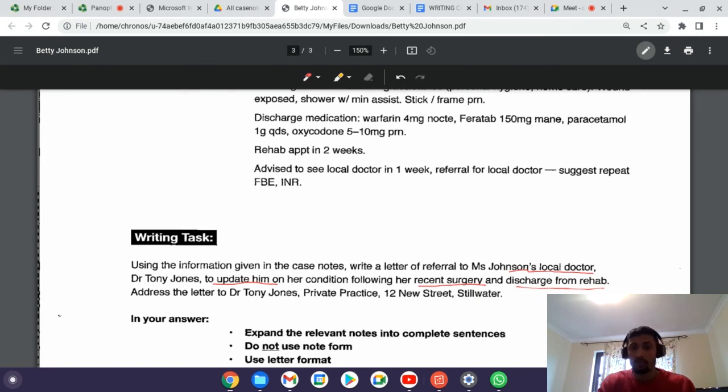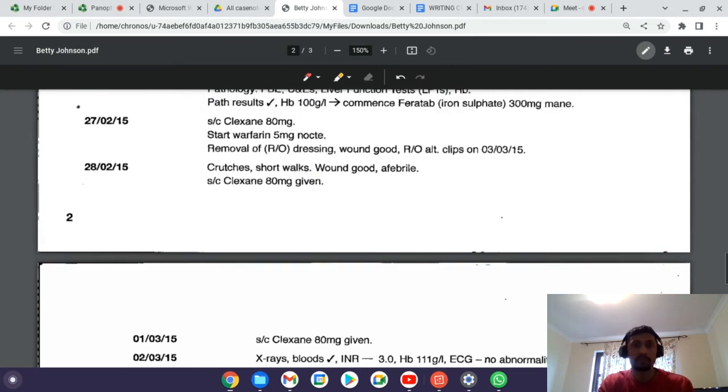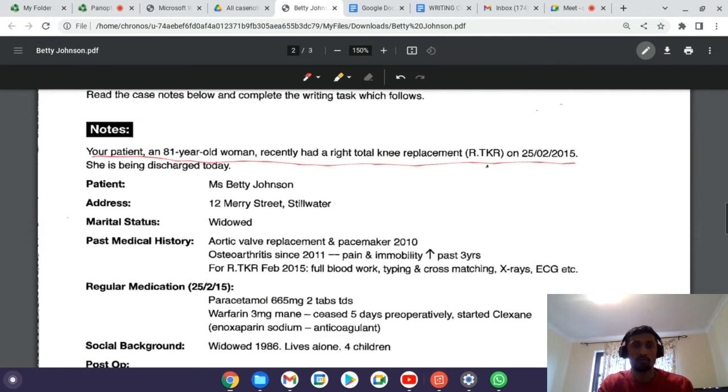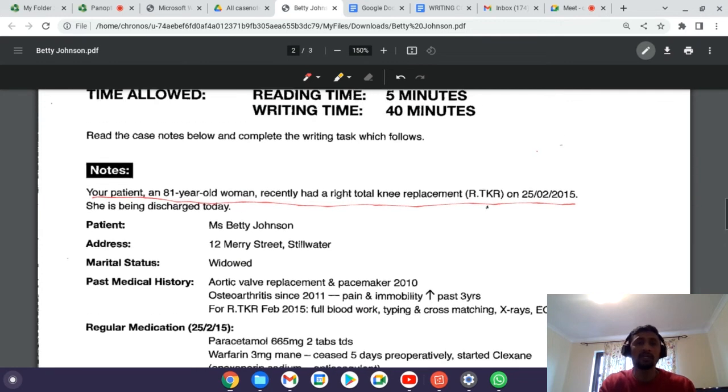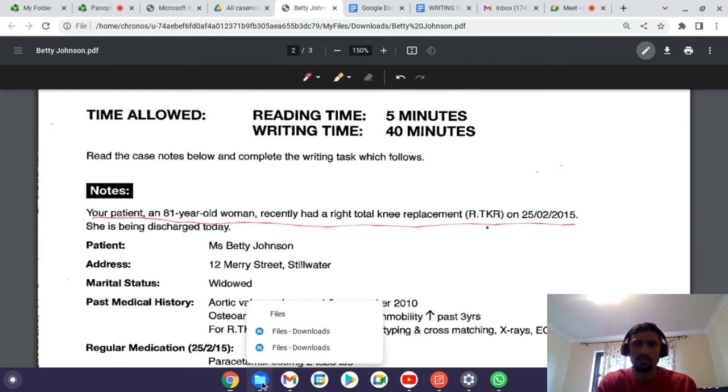So what you're going to do is read your case note from the beginning, and many of us joined the previous class as well. This is the first 5 minutes of discussion. You read the first line, then read the writing task and understand what you're going to do, what the purpose of this letter is. Give me a moment.